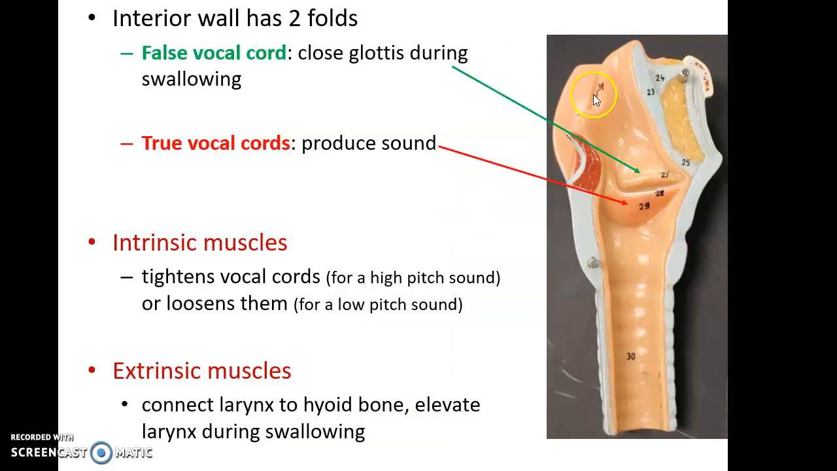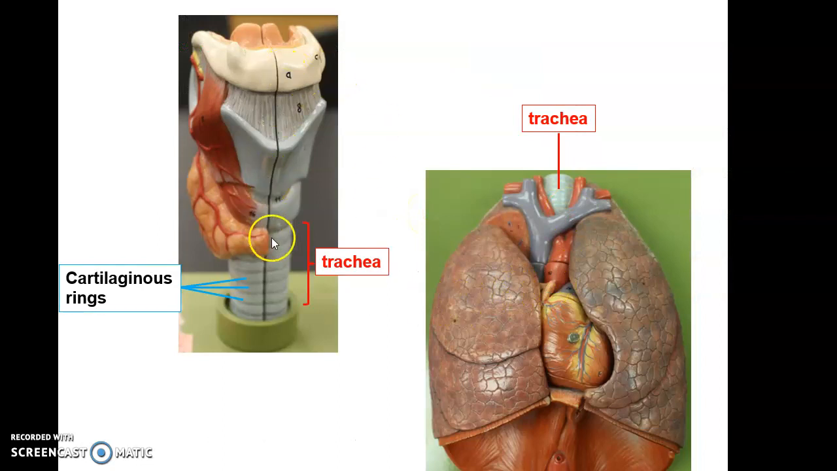When we look inside of the larynx, we see there are two folds: a superior false vocal cord, and there's a pair of them, and the inferior true vocal cord, and there's a pair of those. The false vocal cord can close or open the glottis, the space in the larynx, and the true vocal cord can vibrate as air hits it, producing sound. There are many intrinsic muscles found within the larynx that can tighten or loosen the true vocal cords, allowing for a higher or lower pitch in sound. And there are also extrinsic muscles that help to elevate and lower the larynx for swallowing purposes.